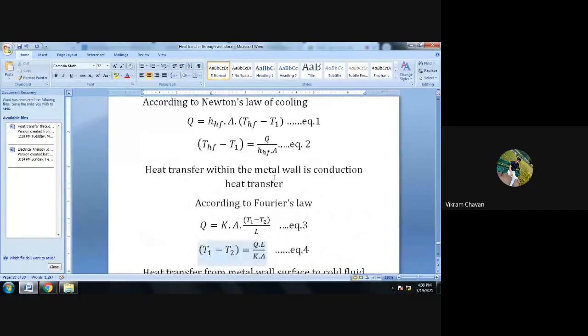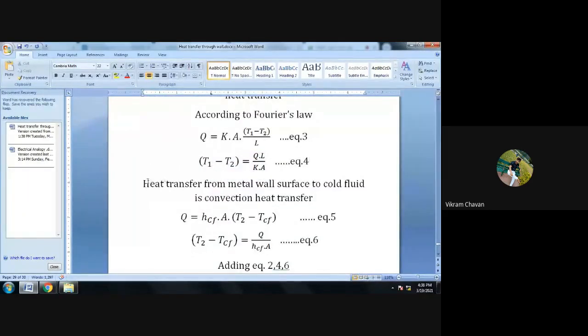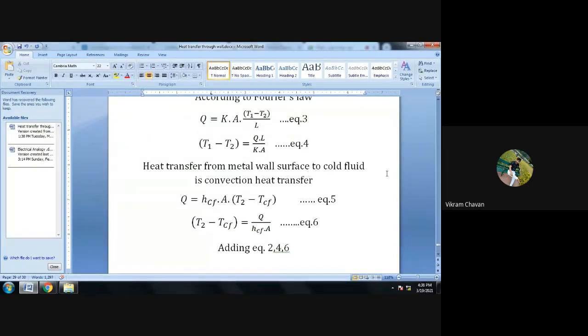Okay, so once again we have considered the heat transfer from the metal wall surface to the cold fluid. Now this heat transfer is convection heat transfer. So once again we have applied Newton's law of cooling to determine the heat transfer rate. So our equation will be Q is equal to h suffix Cf multiplied by area multiplied by the temperature difference between the surface and the fluid. So the surface temperature is T2, whereas the fluid temperature is T suffix Cf, that is the cold fluid temperature.